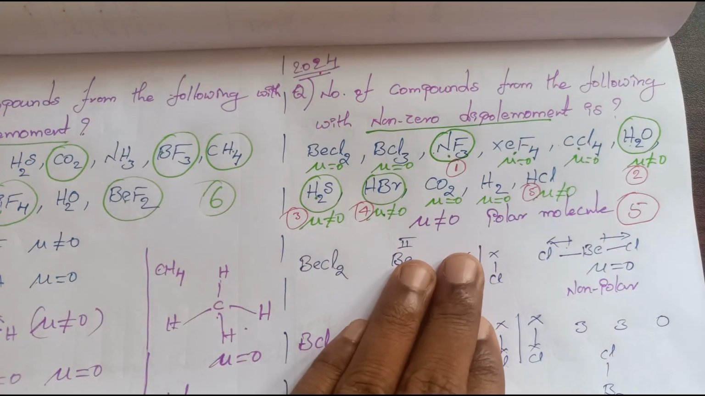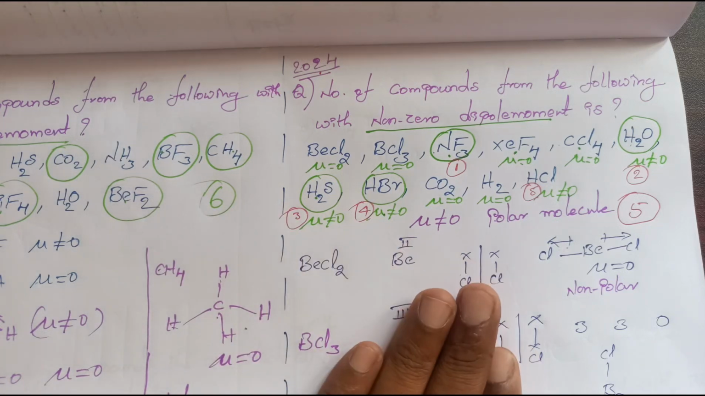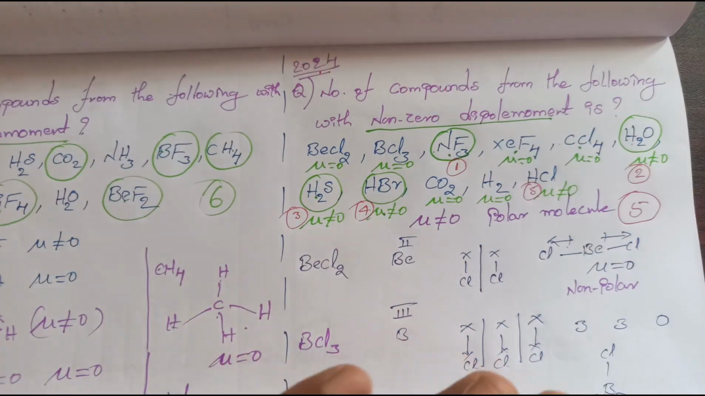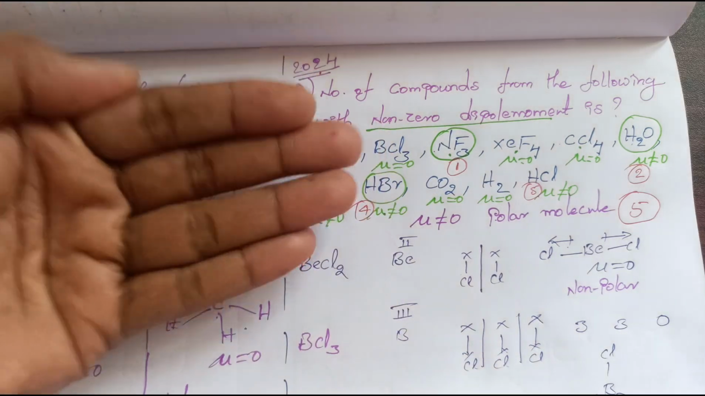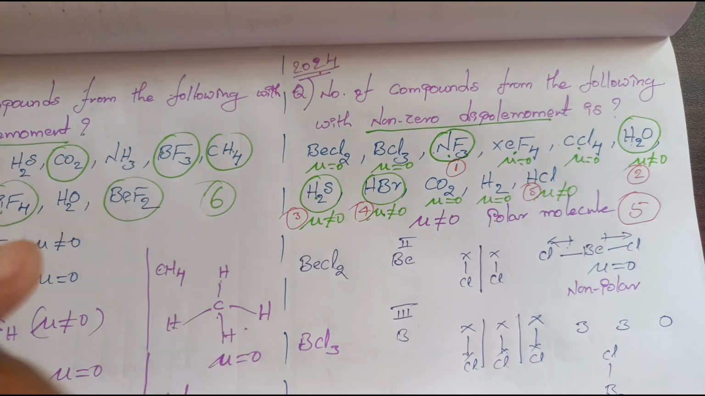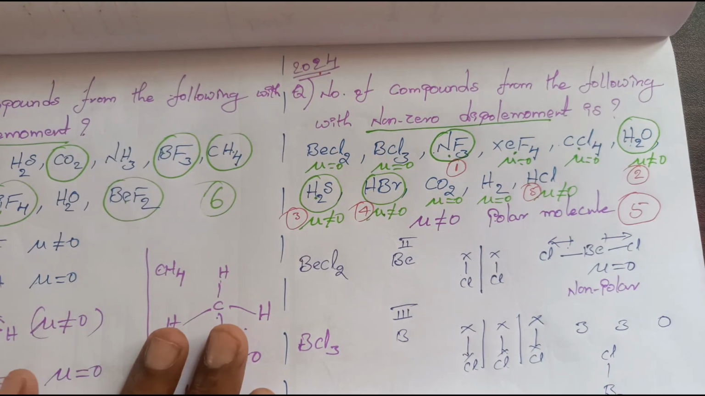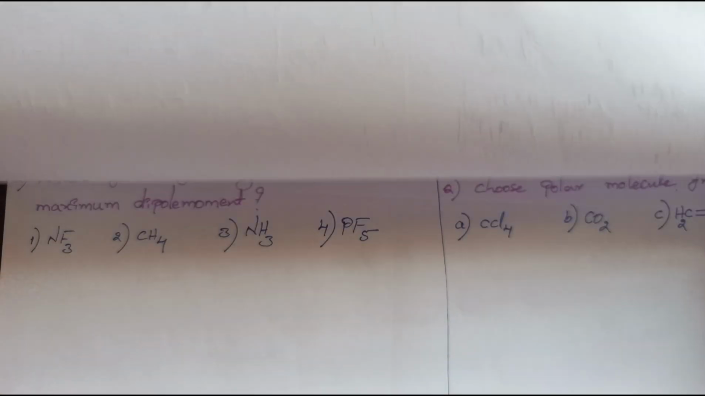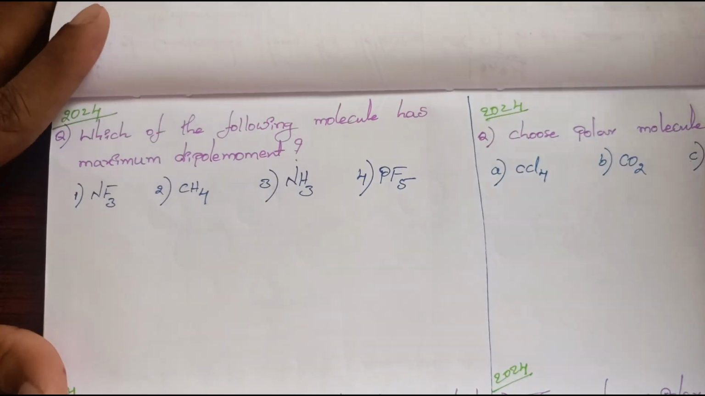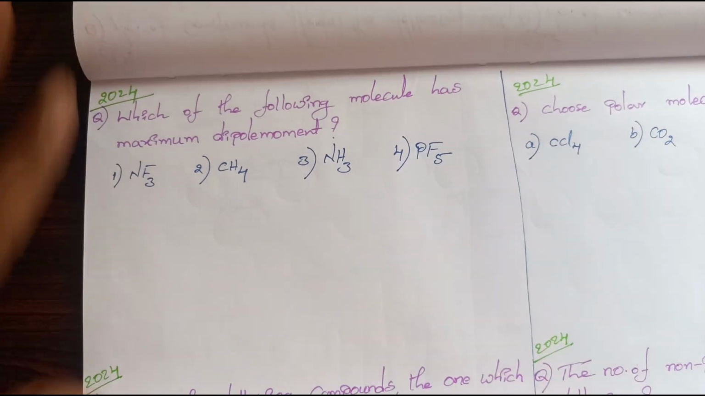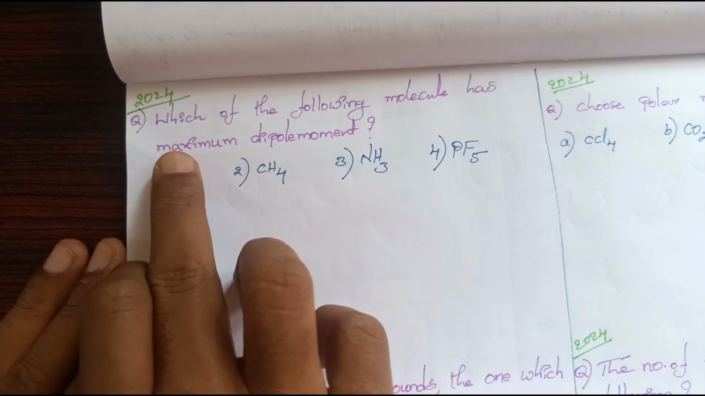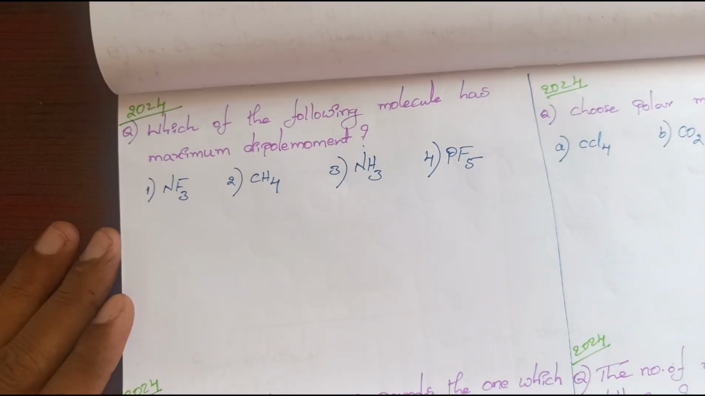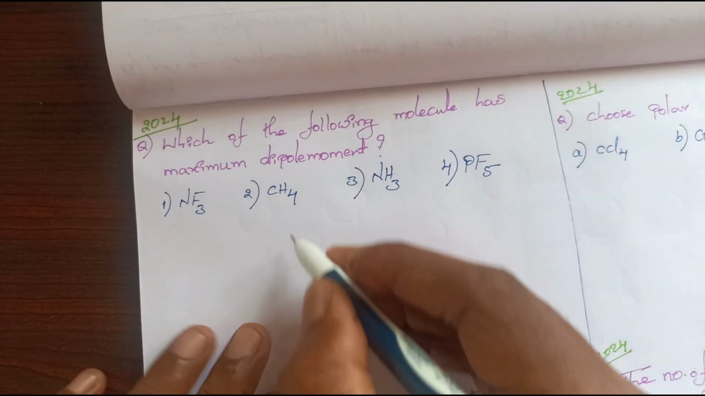Whether a molecule is polar or non-polar, we understand based on the shape of the molecule. Shapes of the molecules I already explained in previous videos, so once look at that. Next question, students. This one is also a JEE Mains question: which of the following molecules has maximum dipole moment? Note the words used: maximum dipole moment.